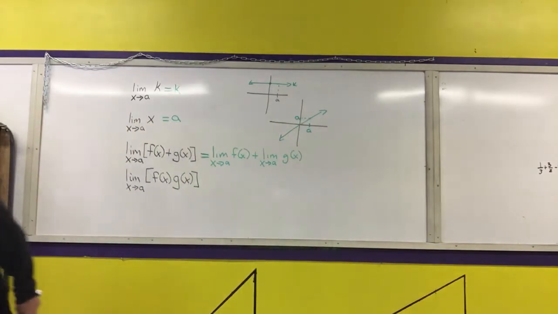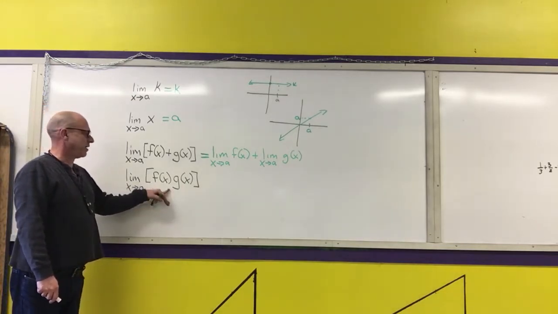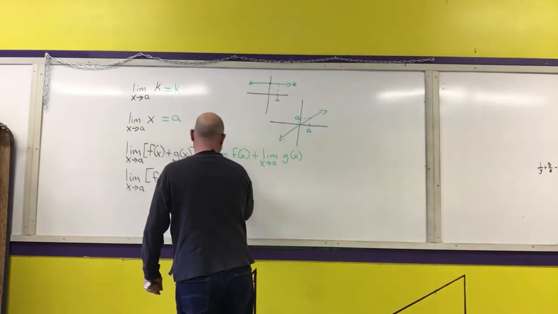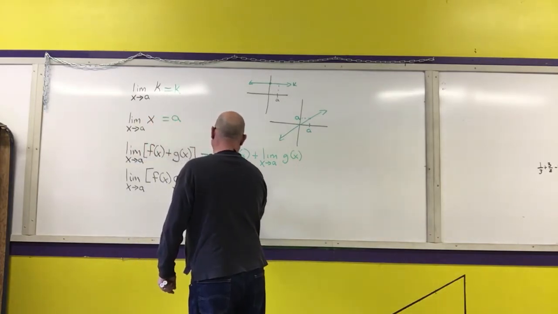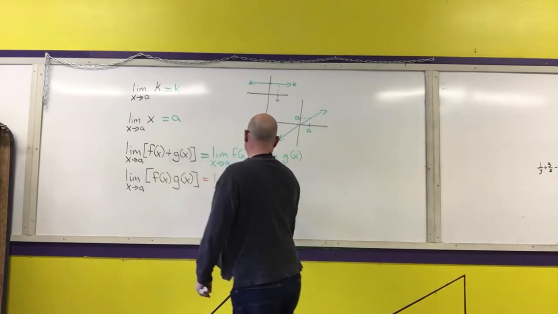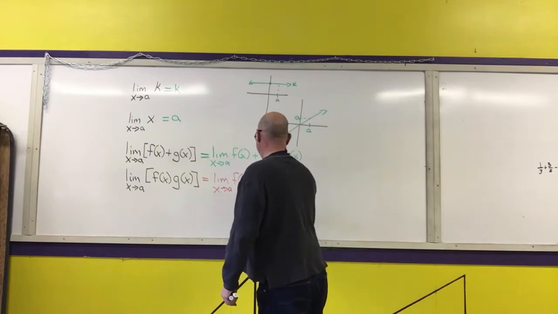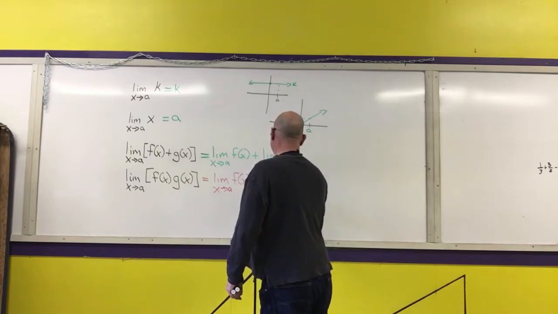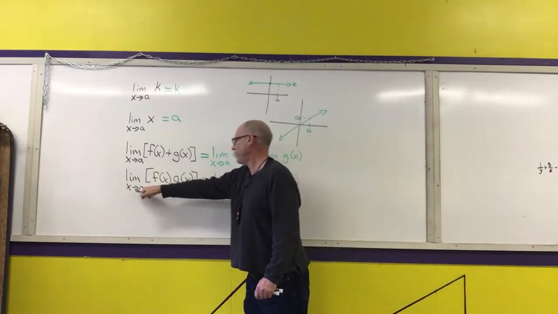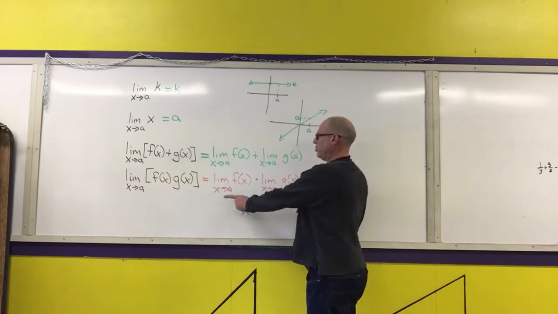Similarly, if I take the limit as x approaches a of f of x times g of x, that is equal to the limit as x approaches a of f of x times the limit as x approaches a of g of x. In words, it says the limit of a product is equal to the product of the two individual limits.